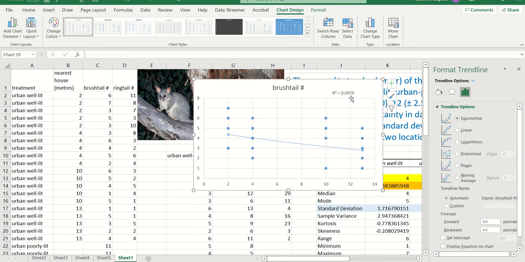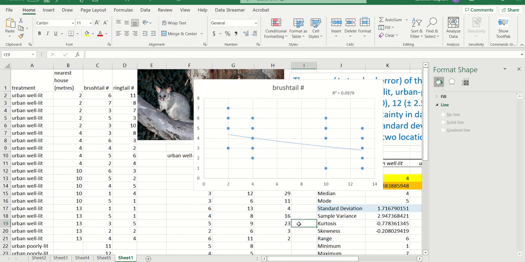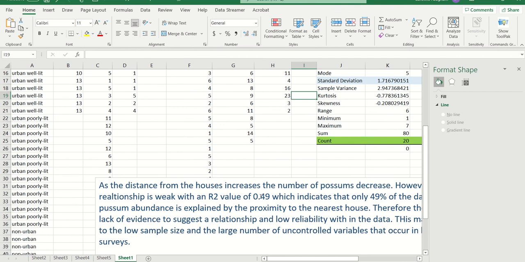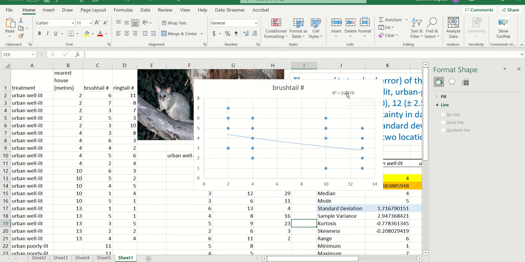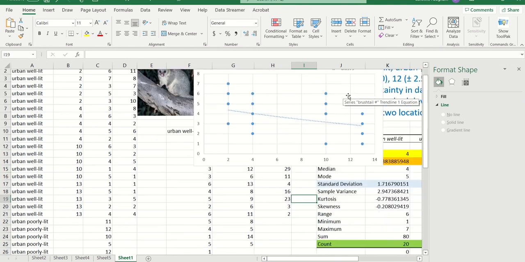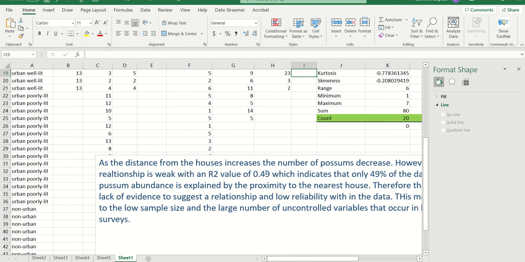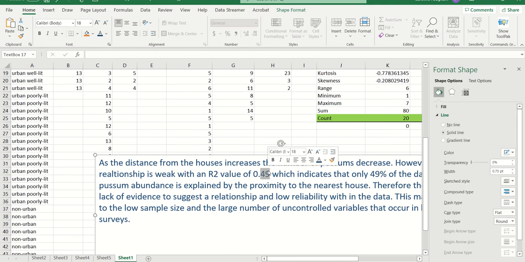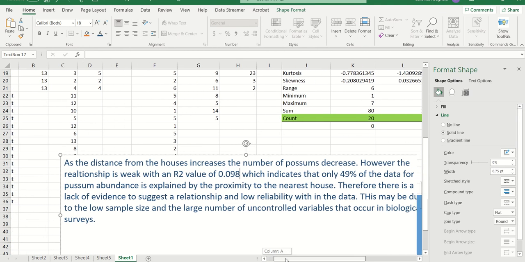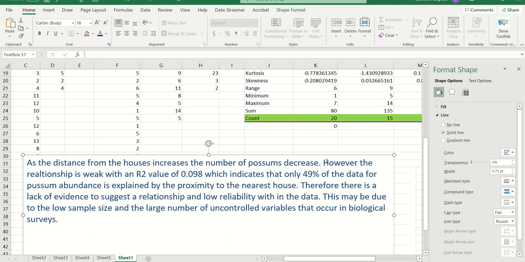Yeah, it's not good. So I'm going to scroll down and quickly edit because I actually said R squared value is 0.09. That was for ringtail. My R squared value for brushtail is 0.1. Maybe I should, yeah, 0.098 actually. So let's put that in, 0.098. Okay, so as the distance from the houses increases, the number of possums decreases.